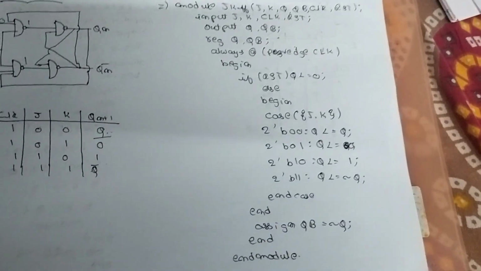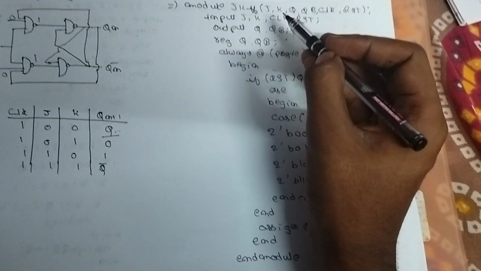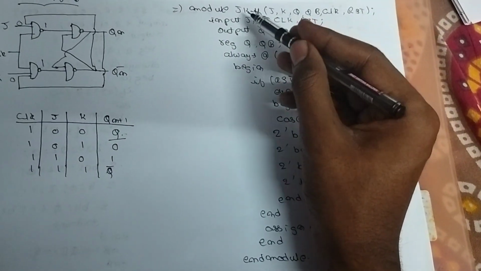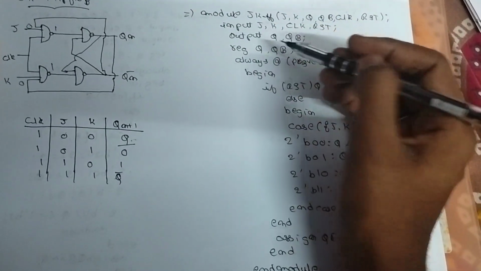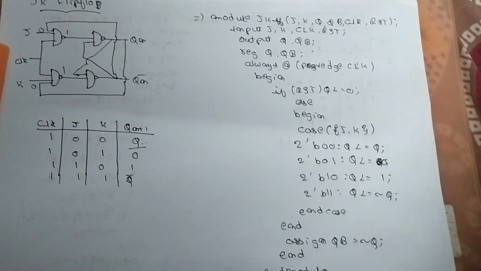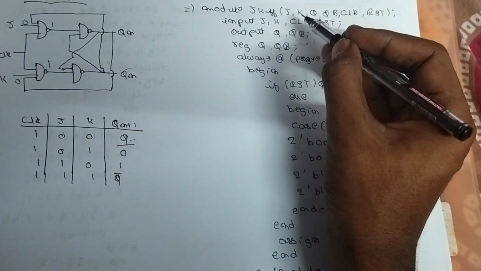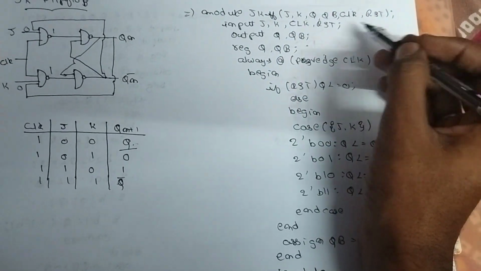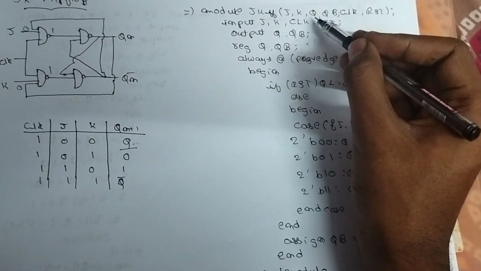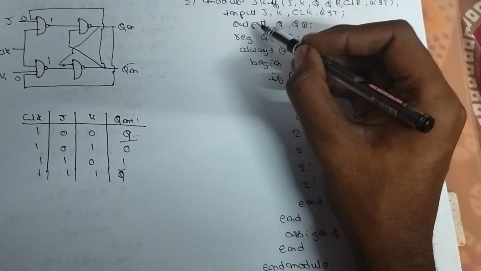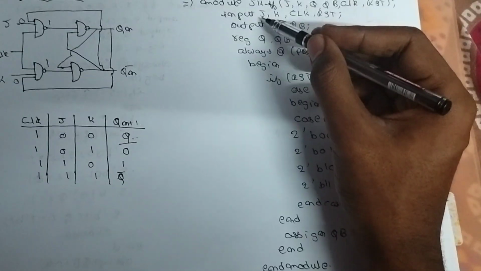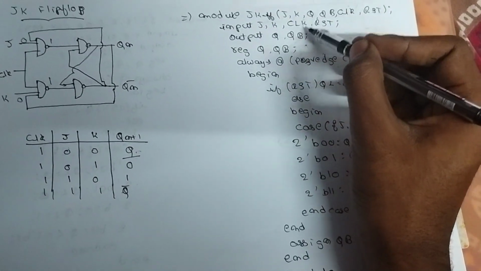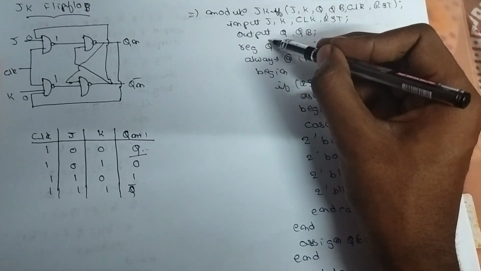So here we have started with module JKFF. Here JKFF is the module name, or the program name, and we have given inputs as J, K, clock and reset, that is J, K, CLK, RST, and outputs as Q and QB. Here we have declared the inputs: J, K, CLK and RST, and the outputs are Q, QB.